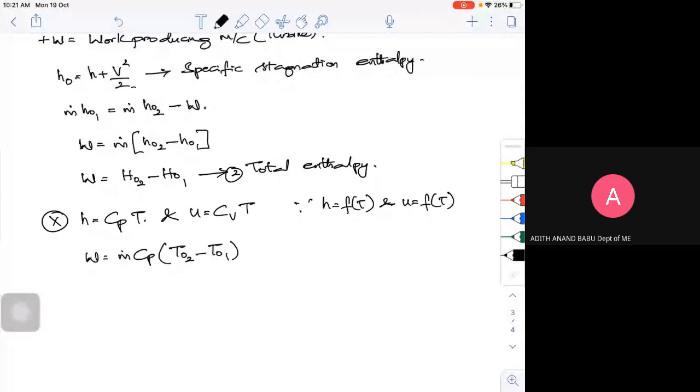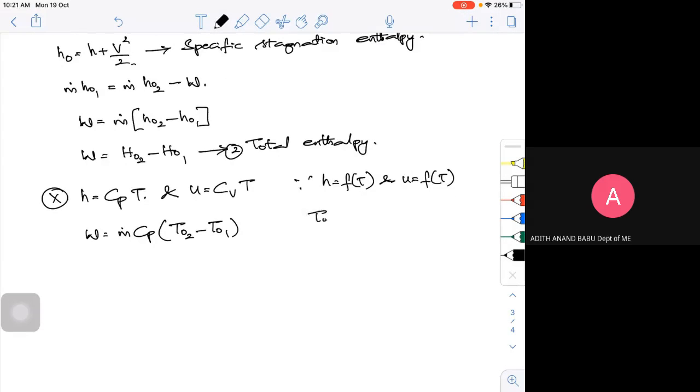See, T02 and T01 are the absolute temperatures. Okay, they are absolute temperatures.